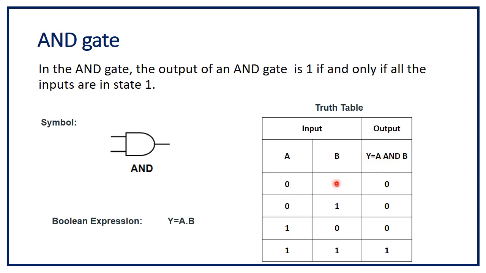0 into 0, because the mathematical expression is A dot B. So 0 into 0, it will be 0. 0 into 1, it will be 0. 1 into 0, it will be 0. 1 into 1, it will be 1. So if all inputs are 1, then the output of AND gate will be 1.